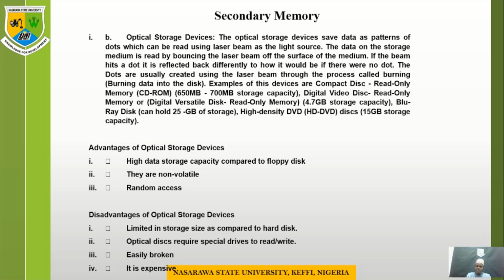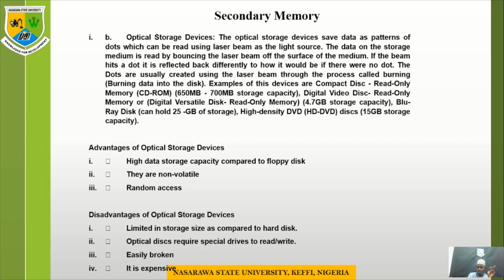Examples of these devices are compact disc ROM, CD-ROM, digital DVD-ROM, and the remaining devices, for example Blu-ray discs and high-density DVD. They all have their own storage capacity. So these are the examples of the optical storage devices. An advantage of these optical storage devices is, one, high data storage capacity compared to a floppy disk.